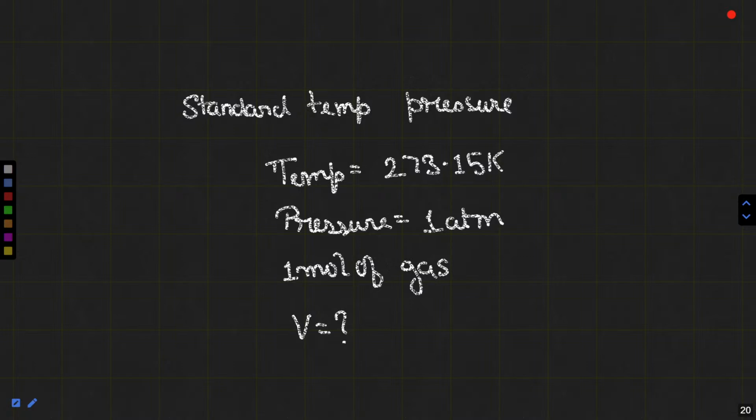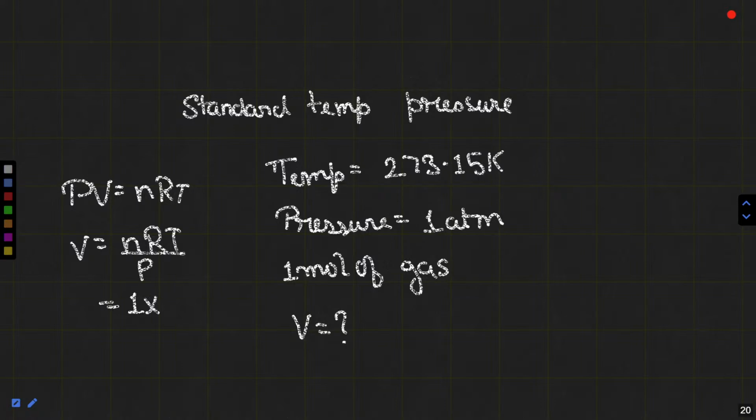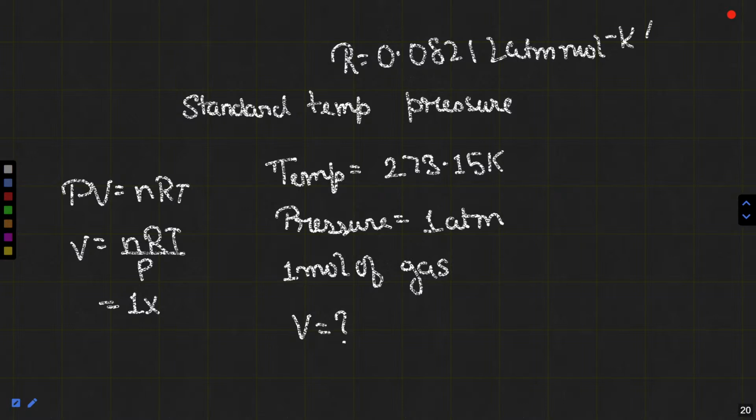Now, what we will do? We will use the formula PV equals nRT. So volume will be nRT by P. Great. Number of moles is 1. What will be the value of R? Here we take it as 0.0821 liter atm per mole per Kelvin. Why am I taking it in terms of liter atm? Because we have our pressure in atm and we will get our volume in liters, which is commonly used.